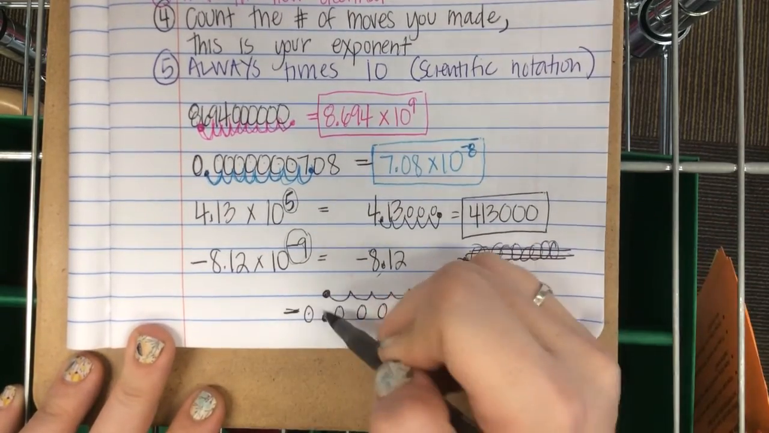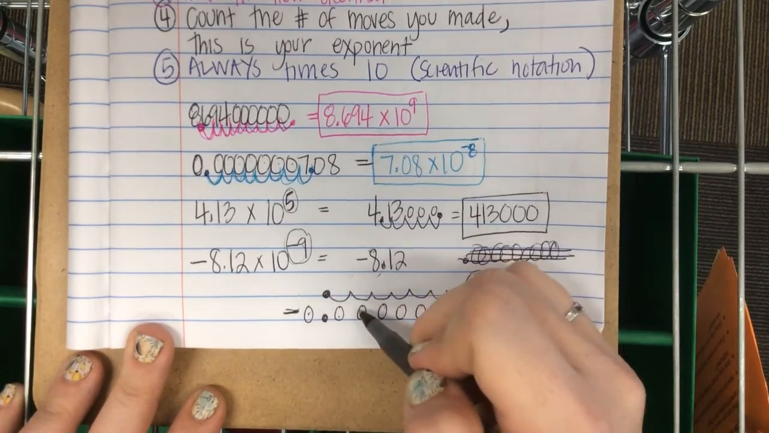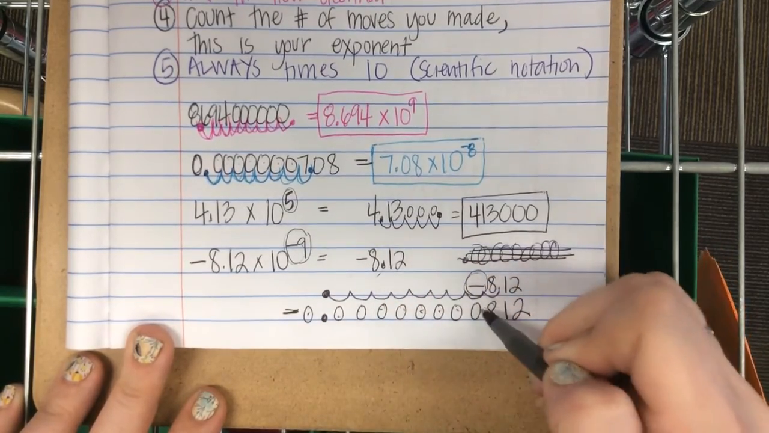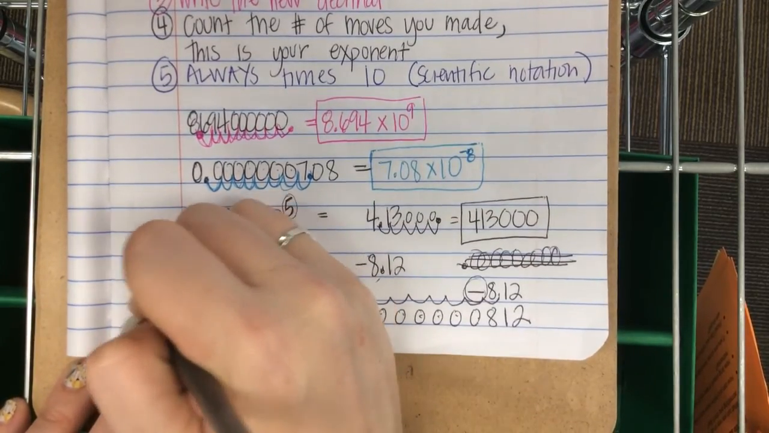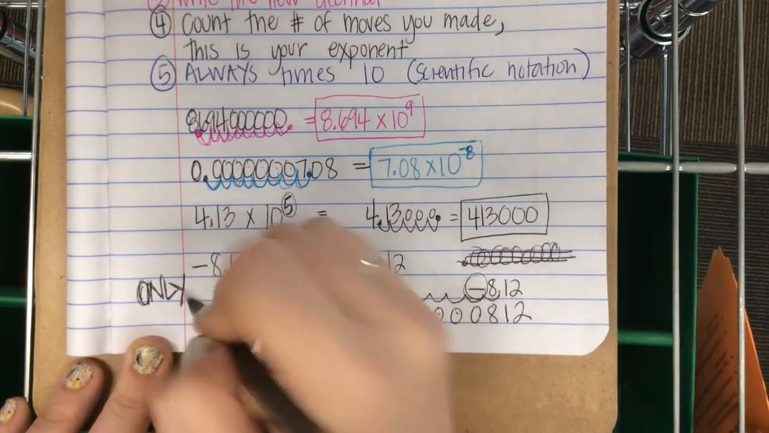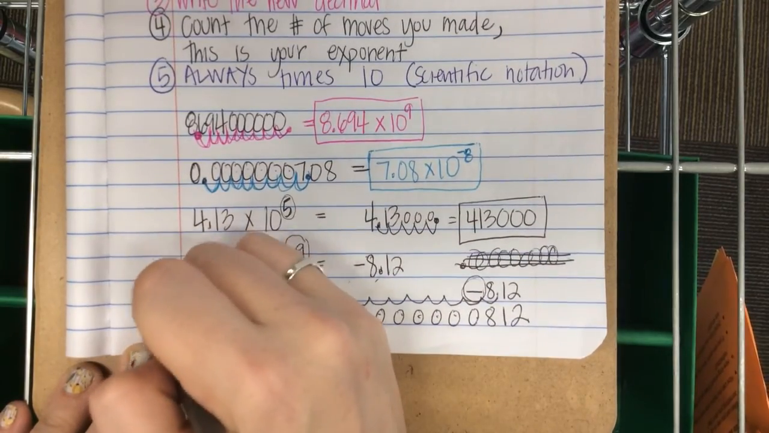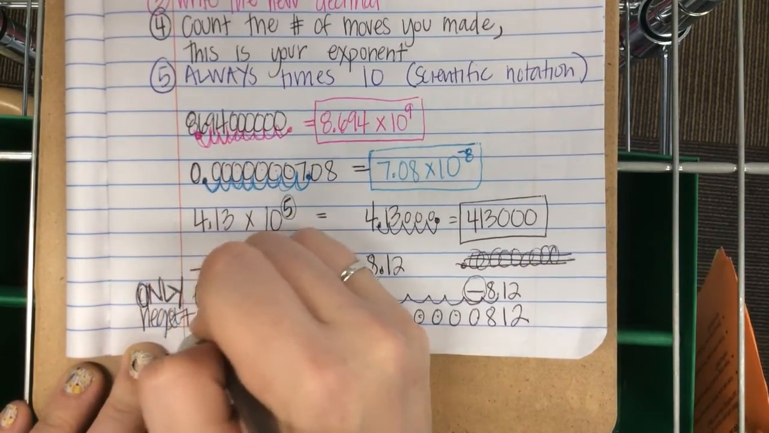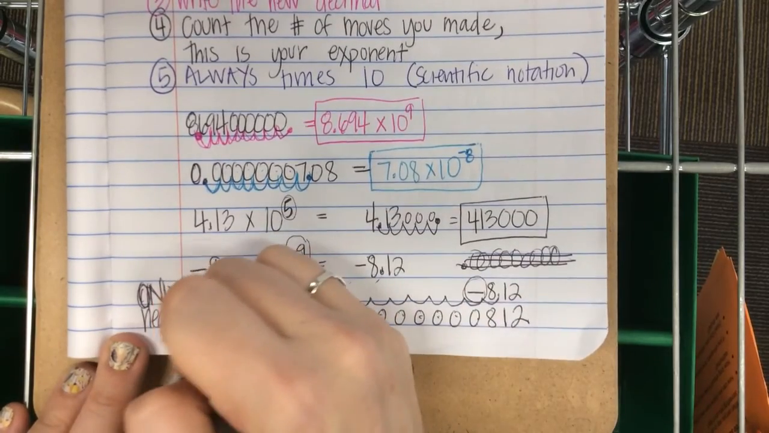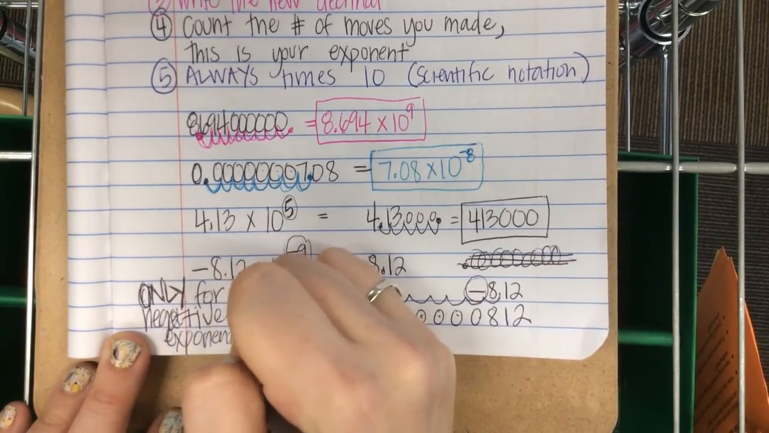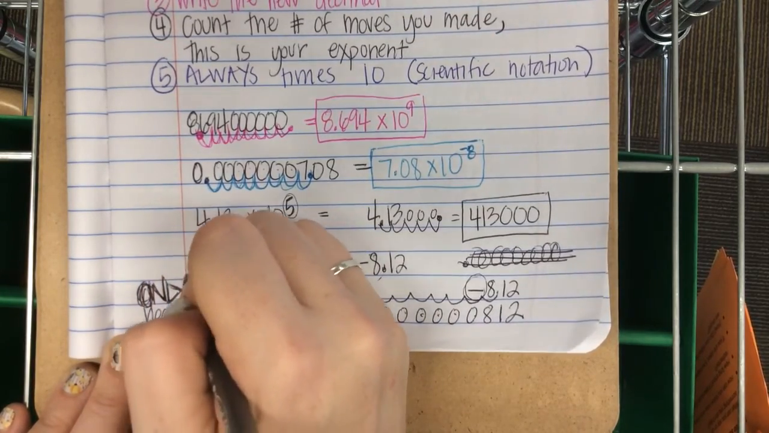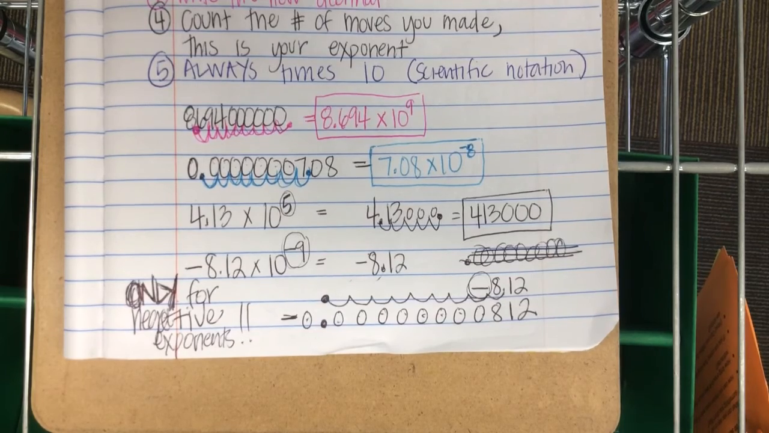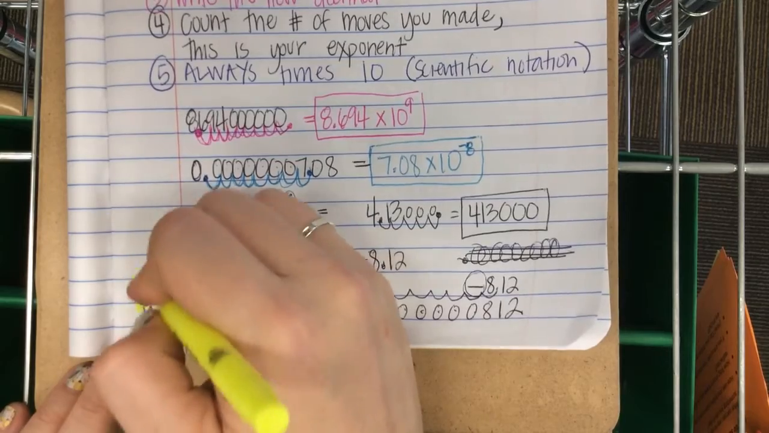It's 0.0000000. Only for negative exponents. I don't like saying this.